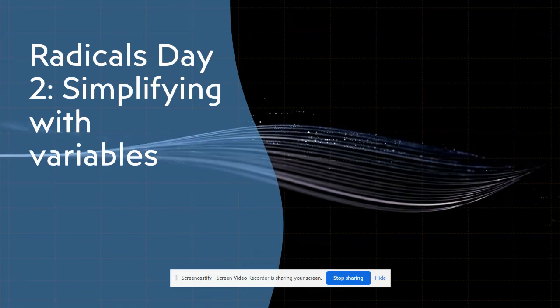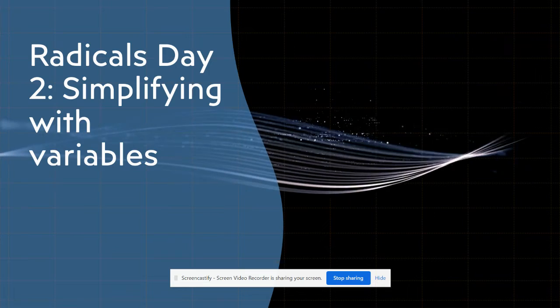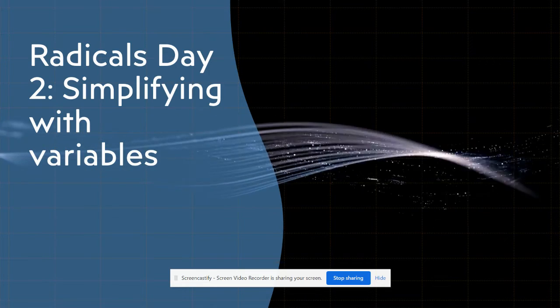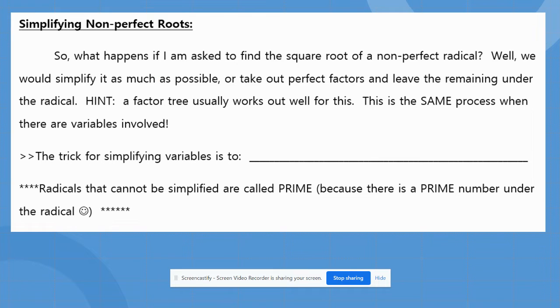Welcome back, everybody. We are continuing our radicals review with more simplifying, and this time we're going to include some variables with it. What happens if I don't have a perfect square root? We're still talking about using a factor tree, but this time we're going to have some variables.